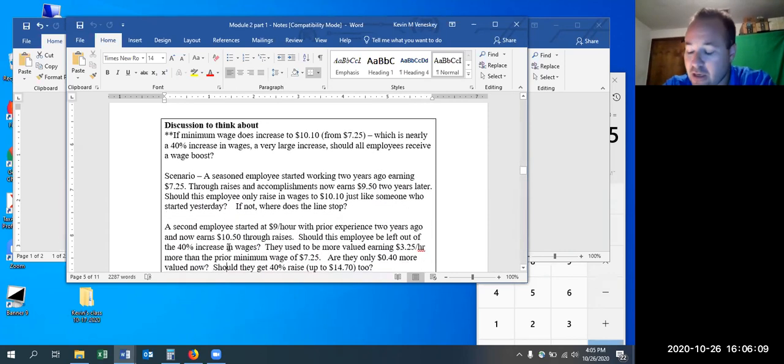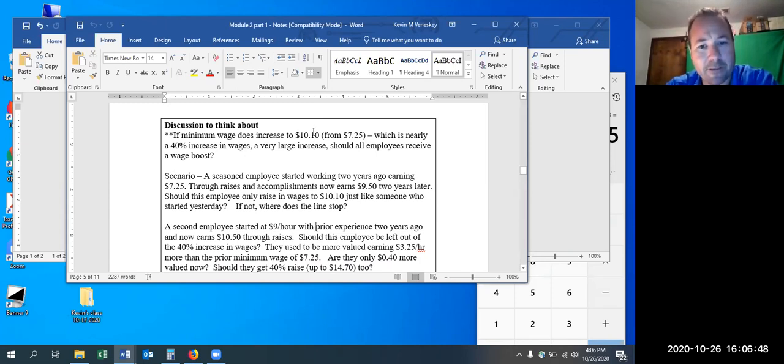So the primary thing I'm going to have in the discussion board this week is the topic of, well, what happens if minimum wage does go up? Does everybody get a wage boost then? Because if your minimum wage goes from $7.25 up to $10.10, even that much of a difference, that's a 40% increase if you do the math. Does that mean everybody should get a 40% increase? Because at first thought you're like, well, no, not everybody should get one. They should just stay where they're at, and then this would be the lowest wage.